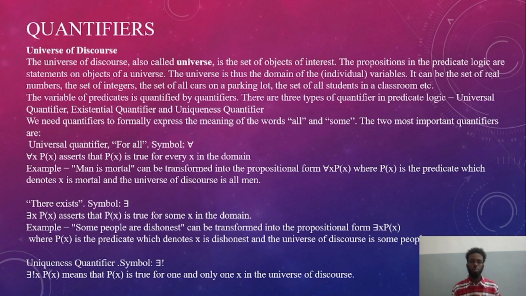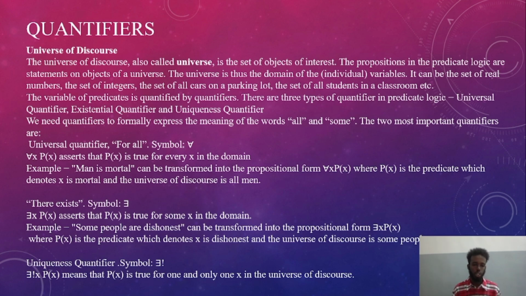So we have three types of quantifiers. The two most important quantifiers are the universal quantifier and the existential quantifier. The symbol is like that one, and it's called the existential quantifier. So a universal quantifier, or "for all", in an example, "man is mortal" can be transformed into the proposition for all x P of x, where P of x is the predicate which denotes x is mortal, and the universe of discourse is all men. So you can see where the universe of discourse comes into play.